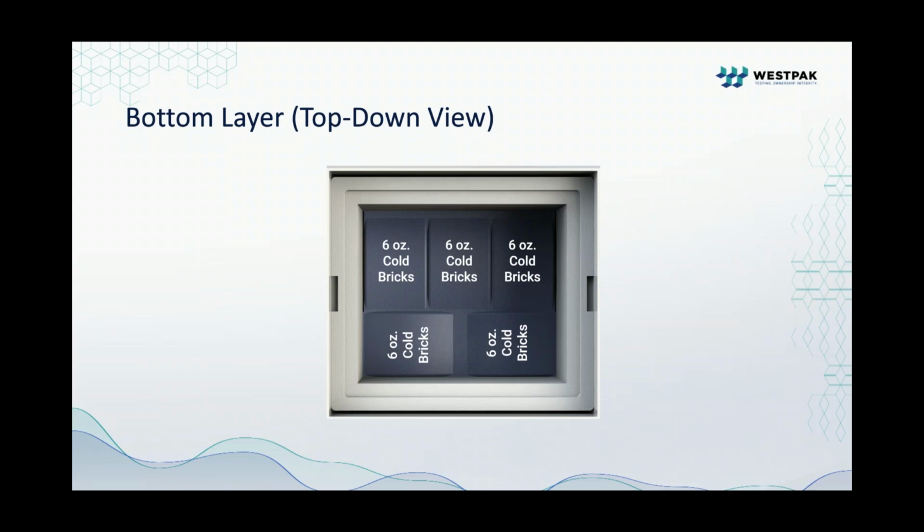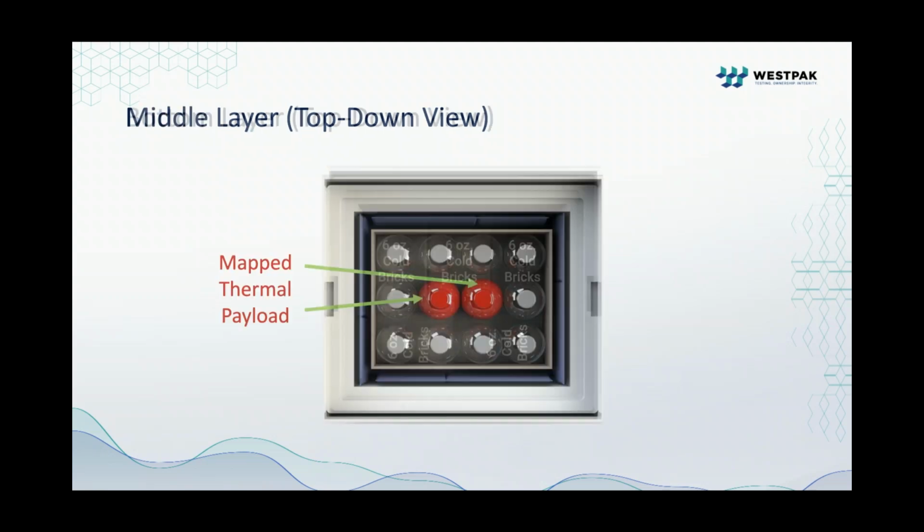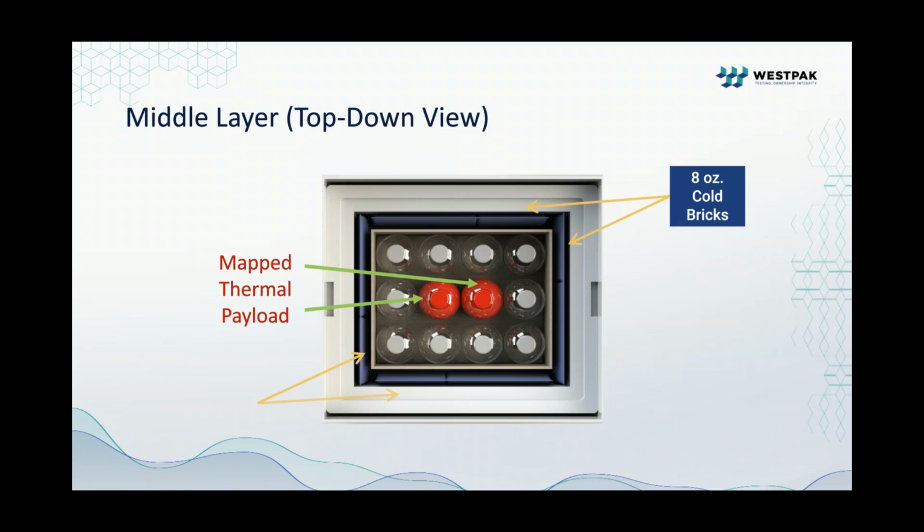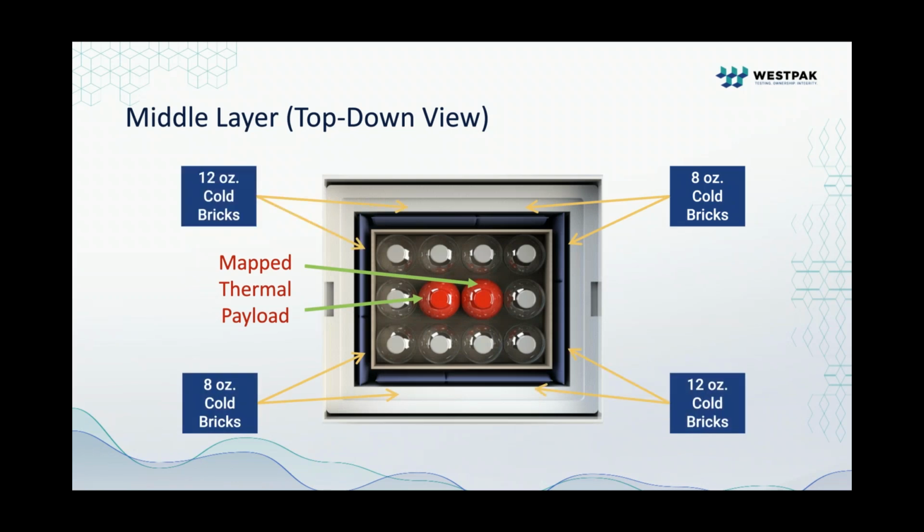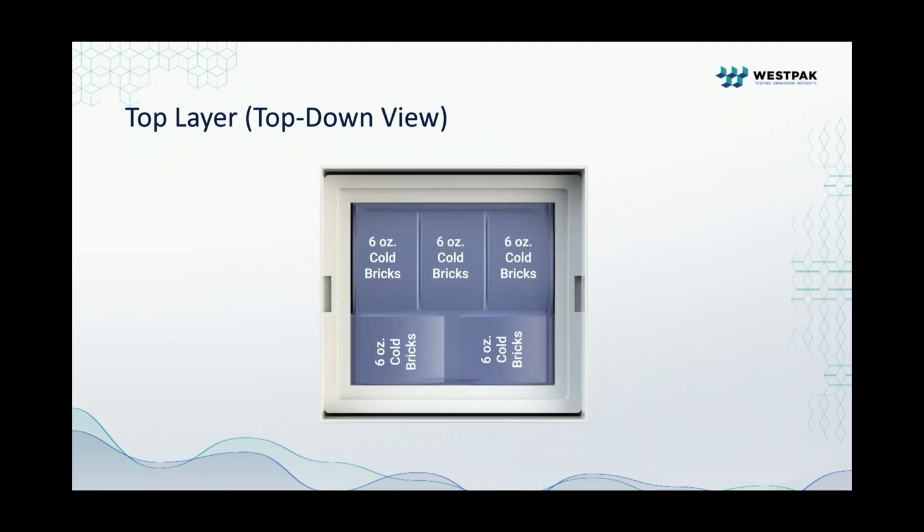We have 6-ounce cold bricks in the bottom layer. And our payload, we mapped the 2 innermost water bottles in each of the 9 variable cases. And then we surrounded by 12 8-ounce cold bricks, again, all preconditioned to -20°C. And then on top, again, 5 more 6-ounce cold bricks.